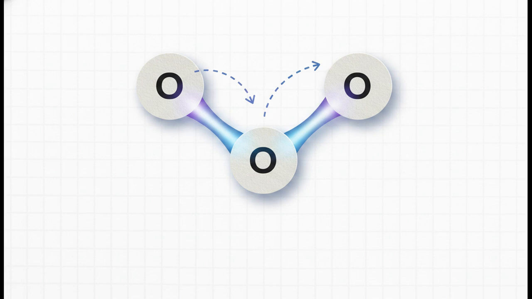If you just draw the standard Lewis structure for O3, you're forced to put a double bond on one side and a single bond on the other. But in the lab, tests prove both of those bonds are exactly the same length. Resonance is literally the only way to explain this intermediate bond character.